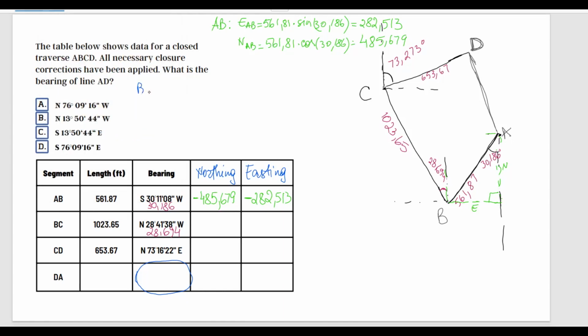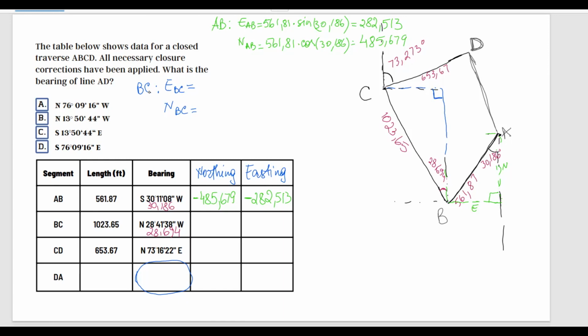Let's see, BC. I'm going to do easting of line BC equals, and then northing of BC equals. We're going to build our triangle. Here, this is the right triangle. We know the angle, 28.694. We know this distance. Let's go ahead and calculate for the northing and easting.